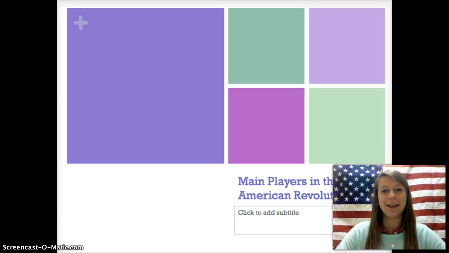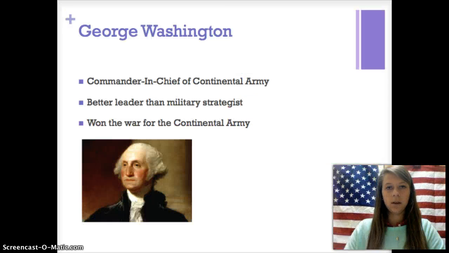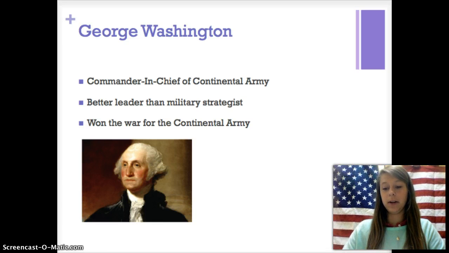I'm going to talk about the main players of the American Revolution. The first person I'm going to talk about is George Washington. George Washington was the commander-in-chief of the Continental Army who led the Americans to victory. Washington was a much better leader than military strategist.